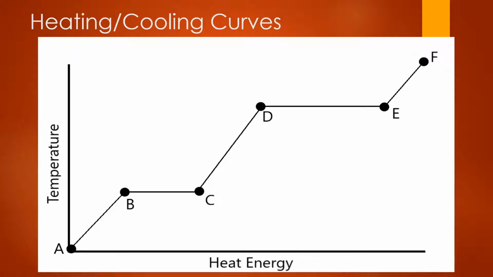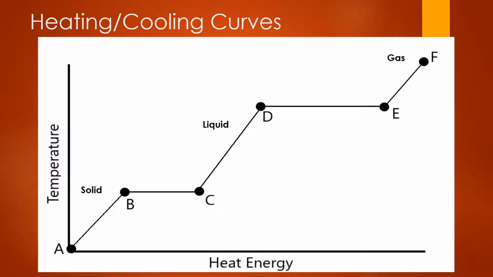So let's talk about the different phases. Where would the solid phase go? Where would the liquid phase go? Where would the gas phase go? The solid phase is going to be of lowest energy. That's going to be on the line AB. Liquid on line CD, medium energy, and the gas phase is going to be on line EF.